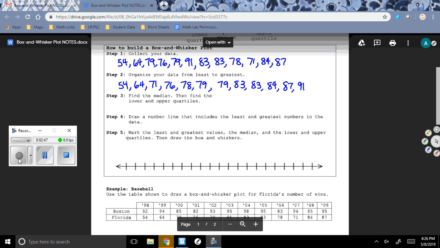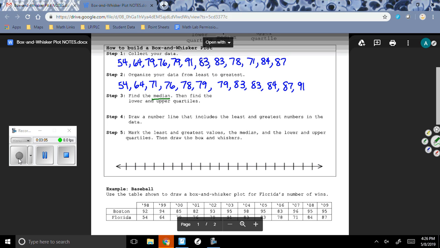All right, so now that we have all of our data in order from least to greatest, we are on to step 3. So step 3 says that we need to find the median. So I need to look at how many numbers there are in my data set. So I'm counting these up. It looks like I've got 12 data points.